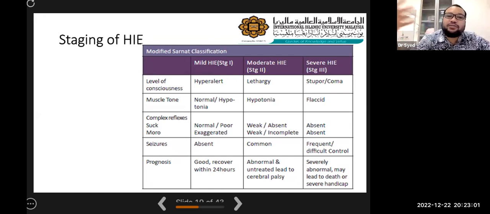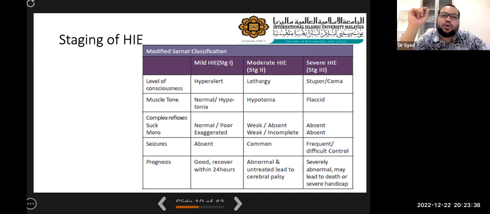And primitive reflexes mild, biasa, normal ataupun poor. Moro reflex akan exaggerated sebab dia hyper alert. This is because of the excitotoxicity. Kan? Kemudian kalau moderate, sucking reflex will be weak or absent, and Moro will be weak or incomplete Moro. Severe, all the reflexes will be absent. Seizures will not be present in mild. It can be present in moderate, and in severe HIE, it is very frequent and difficult to control.